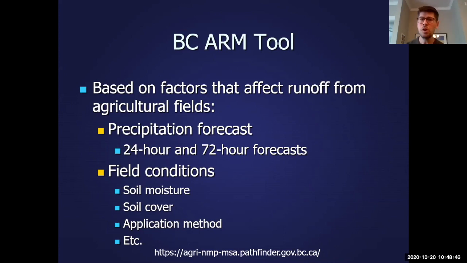The second part of the tool is all about the field where you're looking at spreading, and what the conditions are there. Aside from the weather coming in the future, there are existing soil conditions that can affect how likely it is that runoff will occur. Things like the moisture content, the soil type itself, and whether there's a crop standing in that field or not all affect the likelihood of runoff. The tool incorporates all that to generate an overall assessment for runoff risk.